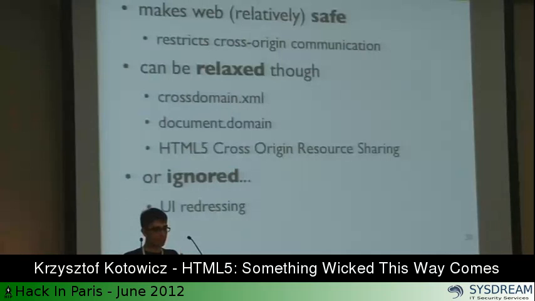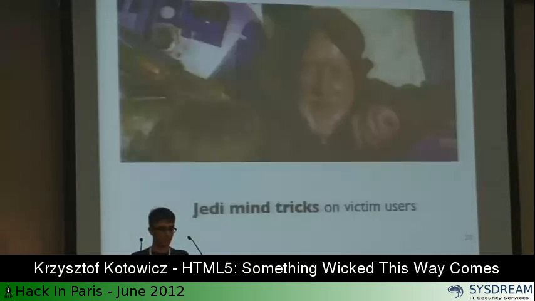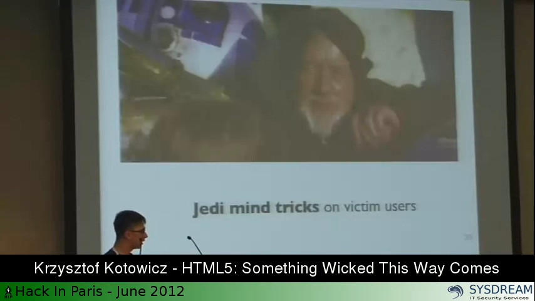Of course, the same origin policy can be relaxed, and there are several mechanisms for that. Cross-origin resource sharing is a mechanism that allows you to relax the same origin policy. But at the same time, the same origin policy can be ignored. You can simply use your users to bypass the same origin policy for you. So by requiring user interaction, you can abuse the users to perform actions that are forbidden because of same origin policy. But UI redressing is a really hard term, and I don't like it at all.